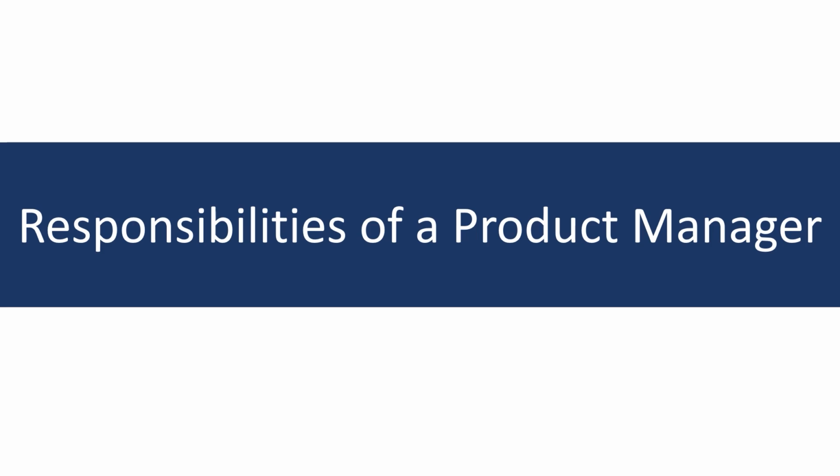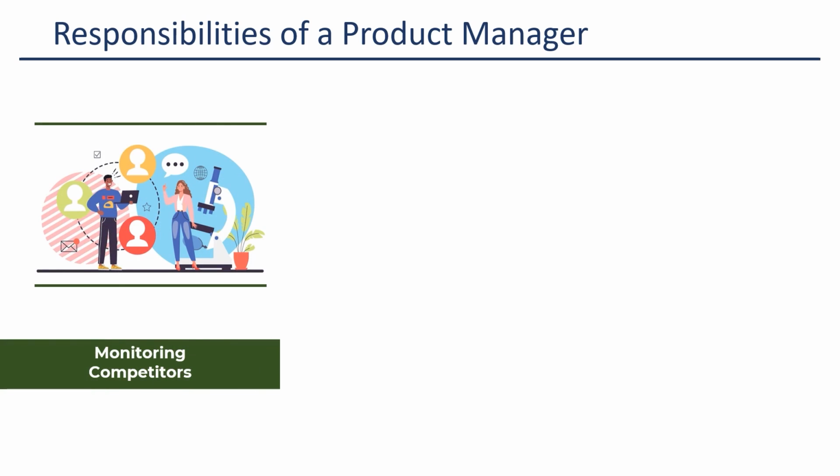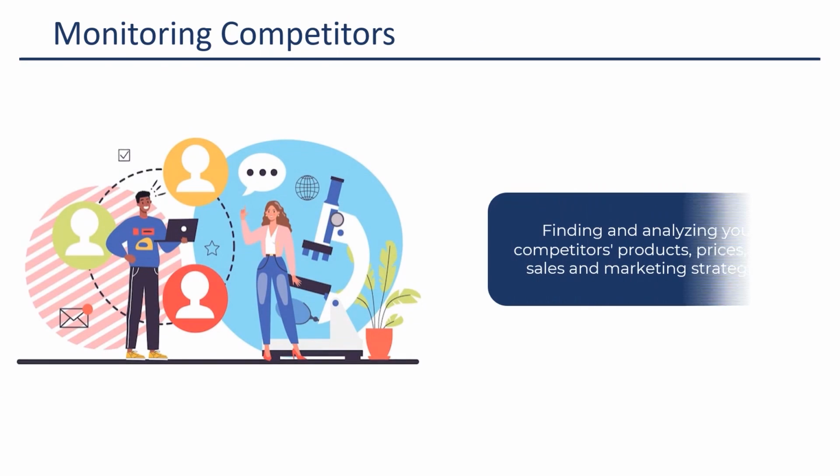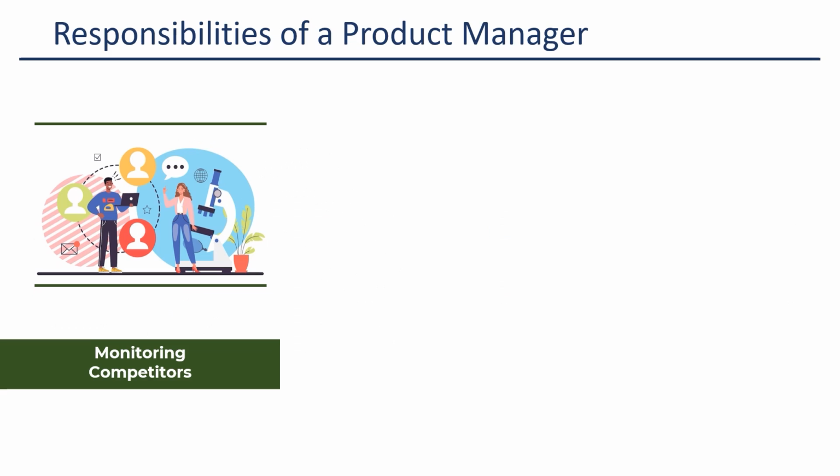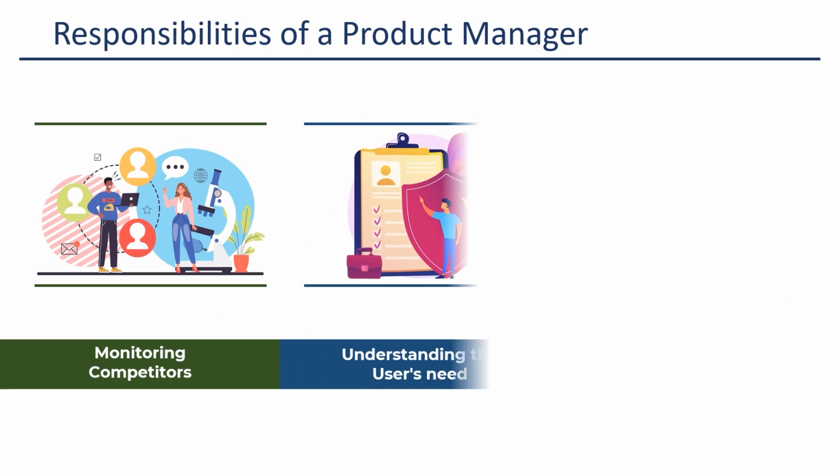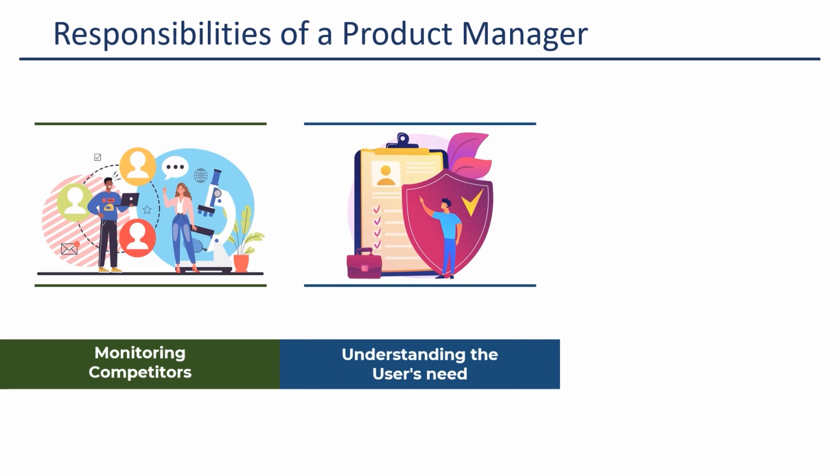Product managers also make pricing, branding, and other decisions. The very first responsibility of a product manager is monitoring competitors. Finding and analyzing your competitors' products, prices, and sales and marketing strategies is known as competitive monitoring, sometimes known as competitive analysis. The next responsibility of the product manager is understanding the user's needs.